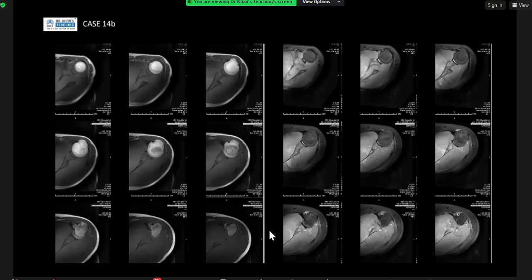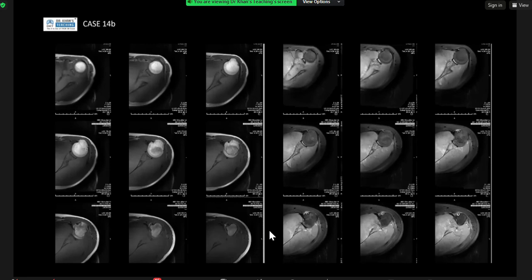Okay, so multiple planes and multiple images in the shoulder joint, I see. So there's a soft tissue lesion. The soft tissue lesion is enhancing, and it has caused cortical destruction of the spine of the scapula and the humeral head.